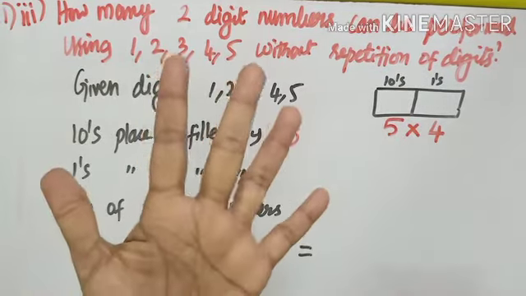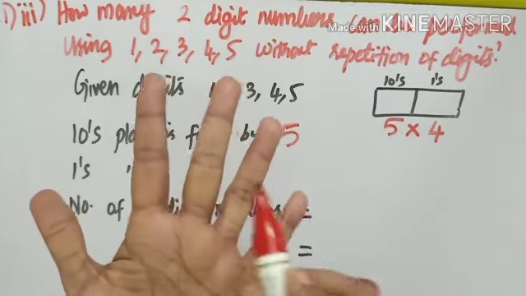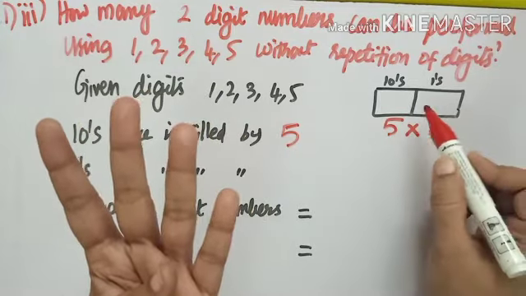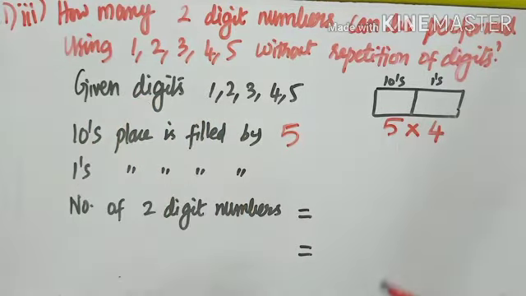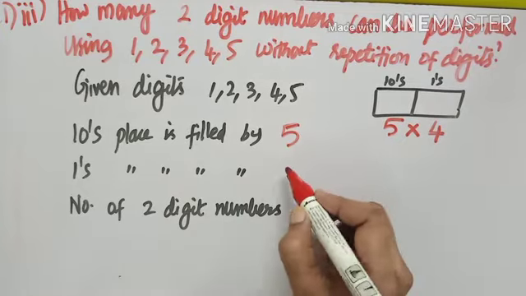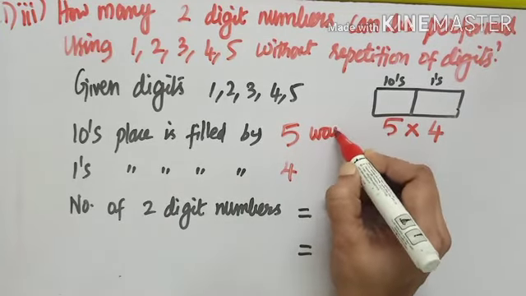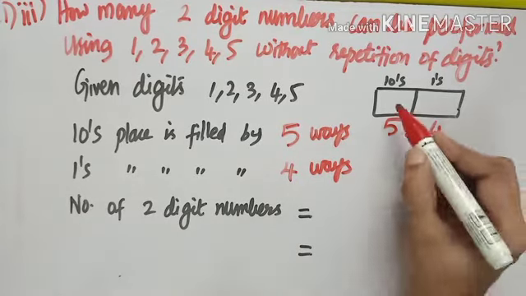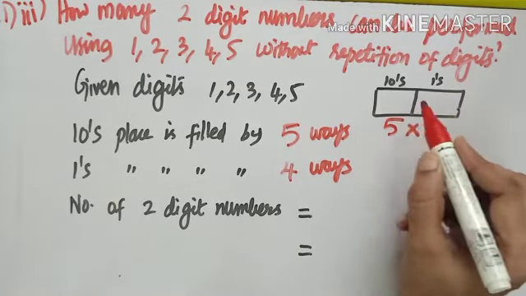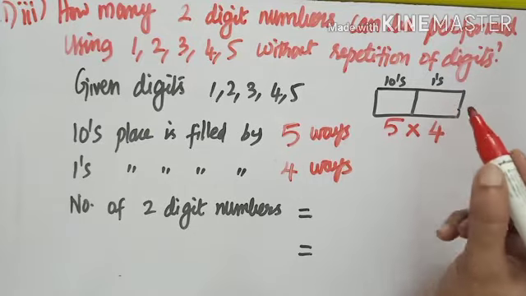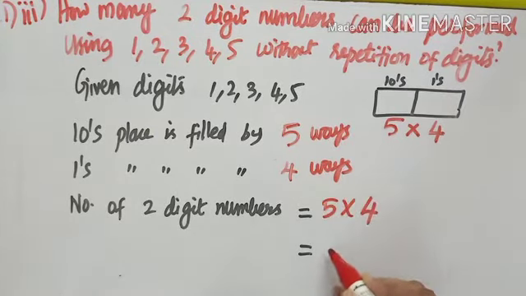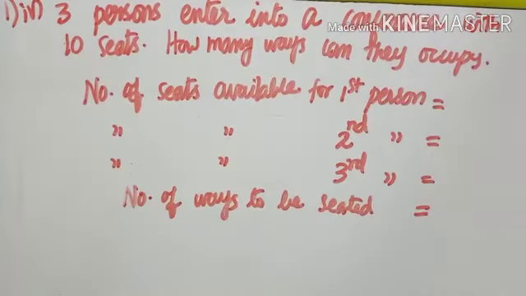So there are 5. Ten's place, 5 ways. 1 is gone, 4 are there. The remaining, any 1 will come, means 4 times. So one's place is done by 4 ways, ten's place by 5 ways. Number of 2 digit, I have to fill both ten's place and one's place, and "and" tells me multiply. So 5 into 4, 20 such numbers we can form.